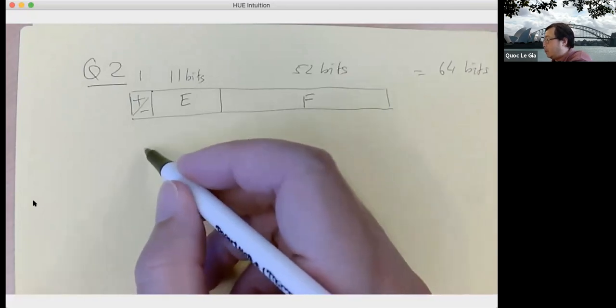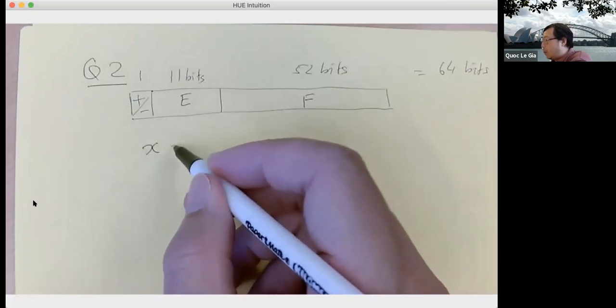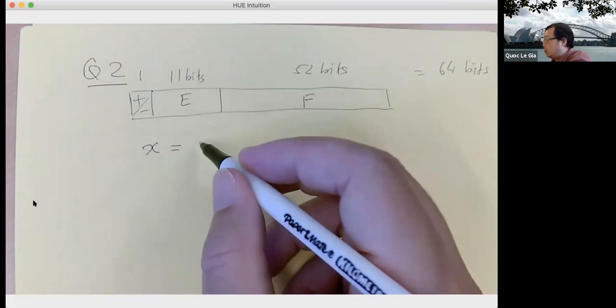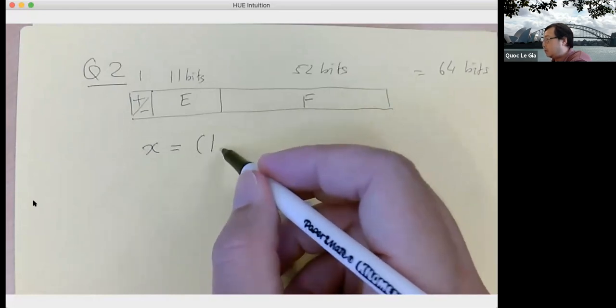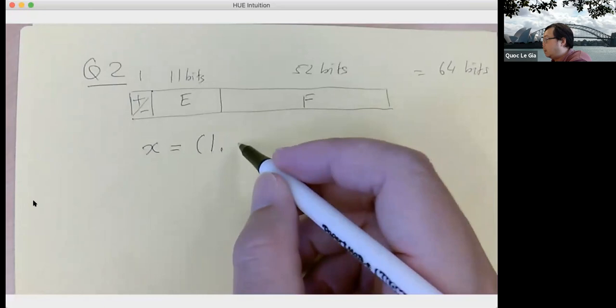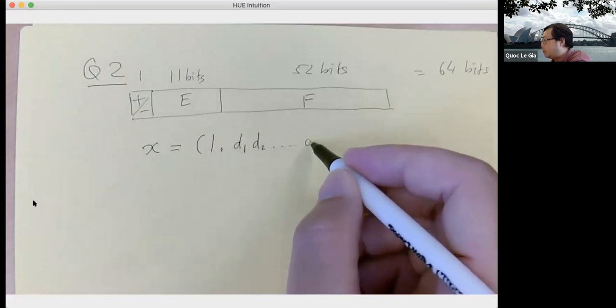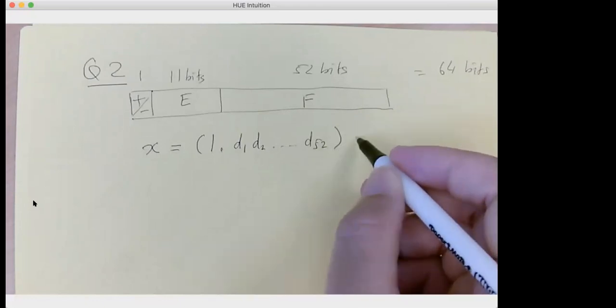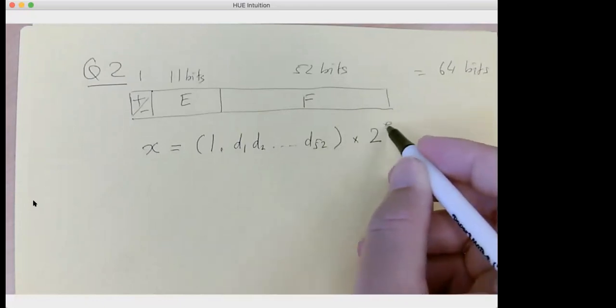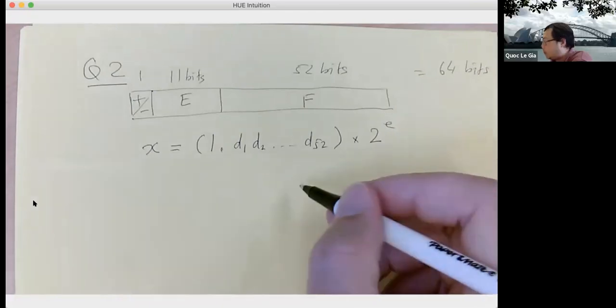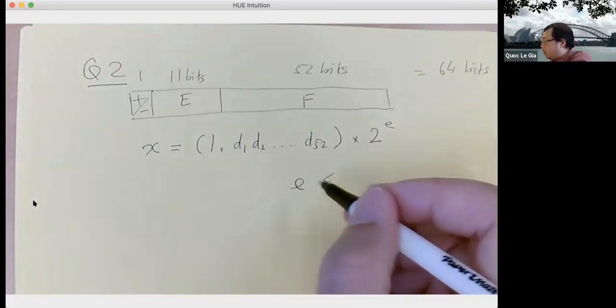A normalized floating point number is something like this. The first digit has to be 1, and then you have digit number 1, digit number 2, up to digit 52, times 2 to the exponent. The exponent will be between E min and E max.